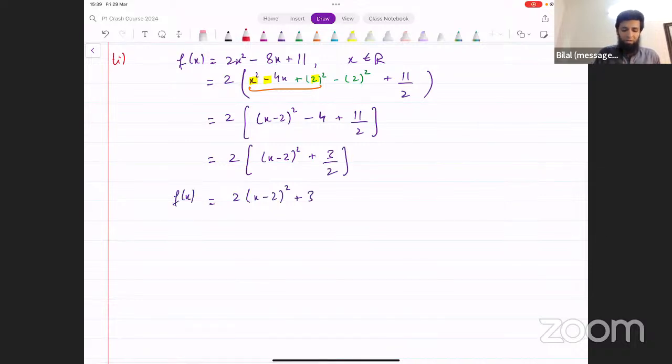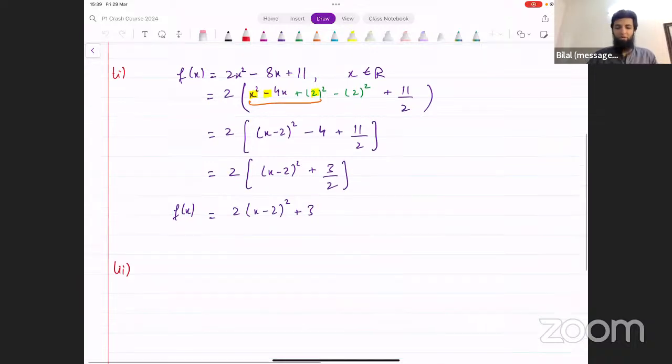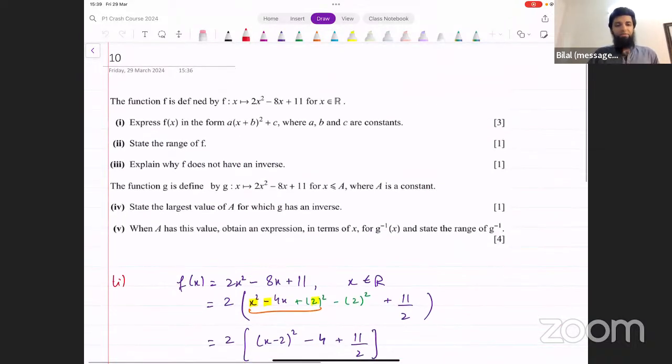Okay, that's the first part. We just try to complete the square. I hope that makes sense. That was pretty straightforward. Now it says state the range of f.